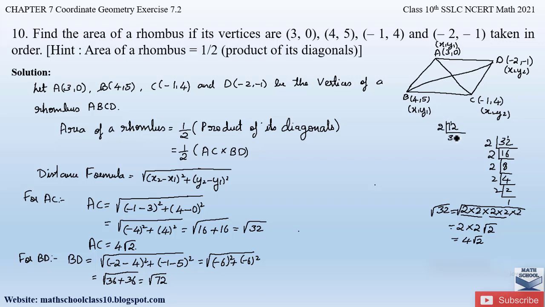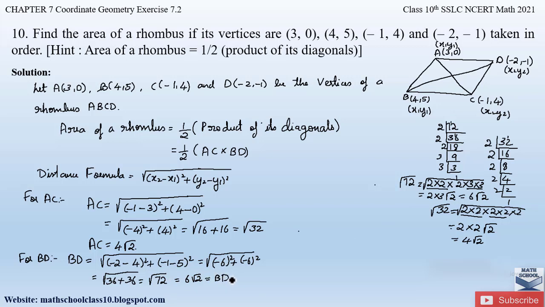2 3s are 6, carry 1, 2 6s are 12, then 2 1s are 2, 8, 2 9s are 18, then 3 3s are 9, and 3 1s are 3. Root 72 factors are 2 into 2 into 2 into 3 into 3. So here again pairing of number 2 and number 3 is done. So this comes out of the square root. So this will be 2 into 3 root 2, which is nothing but 3 into 2 is 6 root 2. So root 72 is how much? 6 root 2. That is the value of BD.